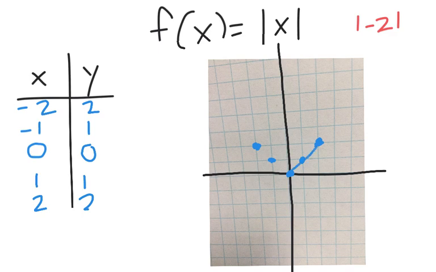If I connect all of these points, this is what the absolute value function looks like. So it looks like a V. How else could you explain this? Does it have exponential growth? It's not growing exponentially. It's just steady. It's growing what?